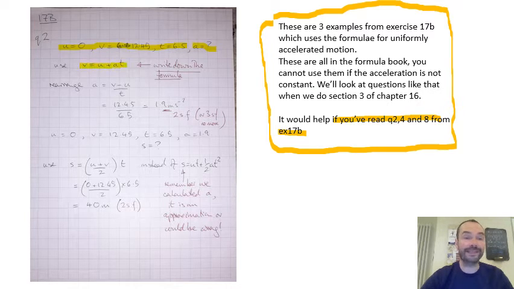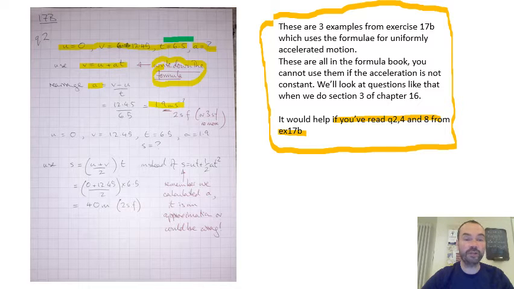v equals u plus at. Rearrange it to make a the subject. Always write down the formula. Okay, you're going to get marks for that. Put the values in, get an answer. The book does it to 3 sig fig. I've done 2 sig fig. Why have I done it to 2 sig fig? Because time was given to 2 significant figures here, so I don't think it's appropriate to go more accurate than that.